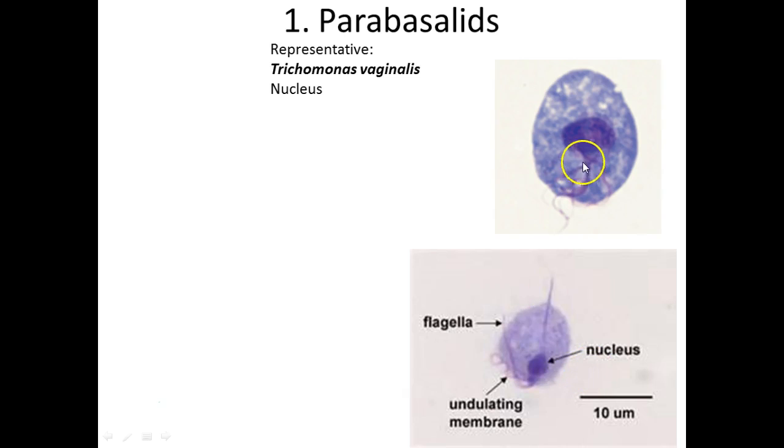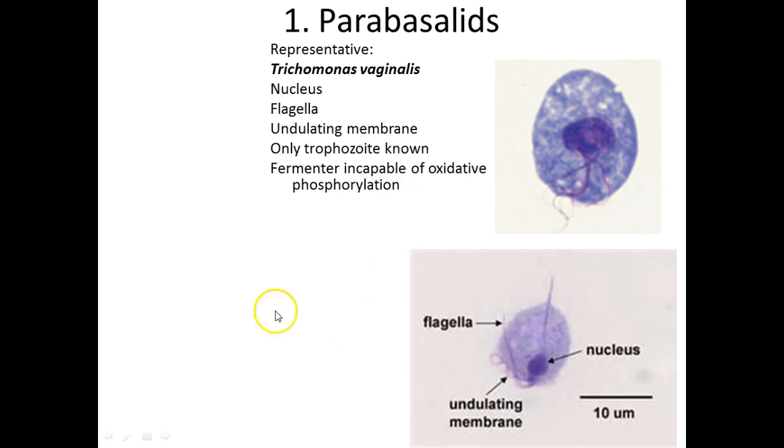You can see the nucleus, which again clues you in that you're probably looking at a eukaryotic organism. You can see the flagella here. These guys are really cool. I wish we could get some live specimens that are non-pathogenic because they have an undulating membrane, kind of waves. Only the trophozoite form is known. They're not known to have a cyst form.